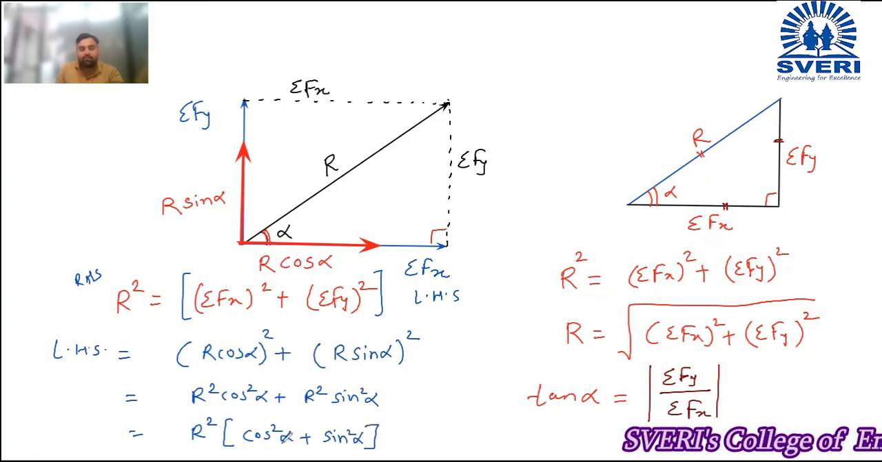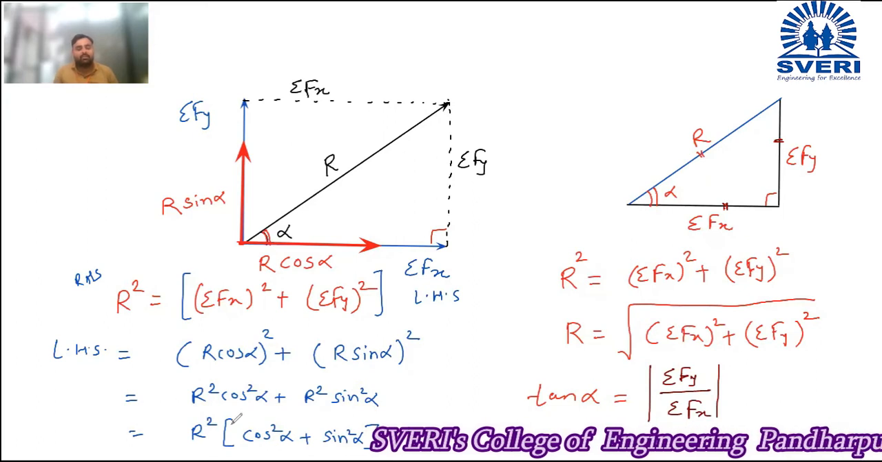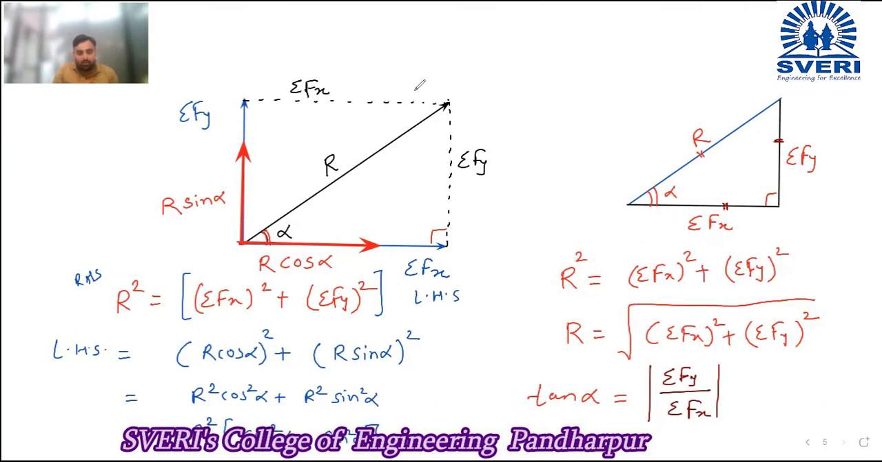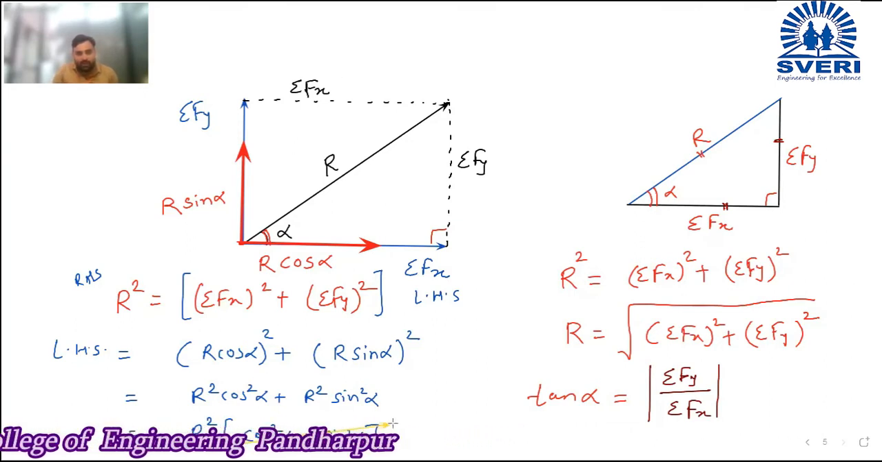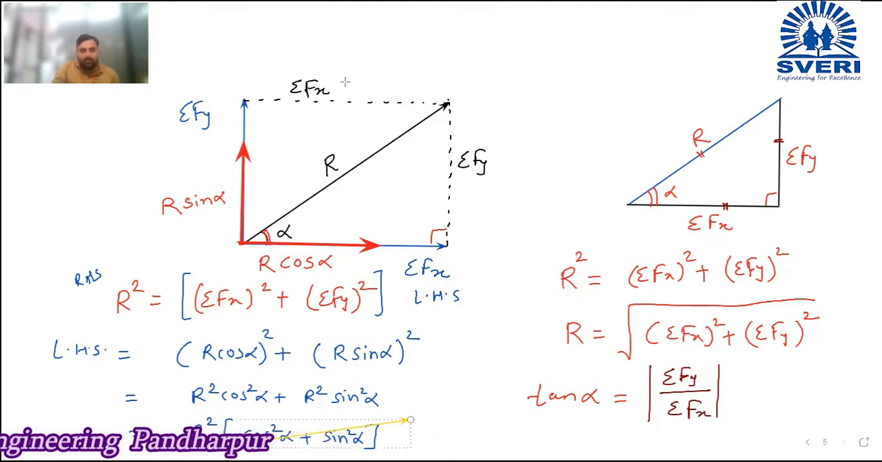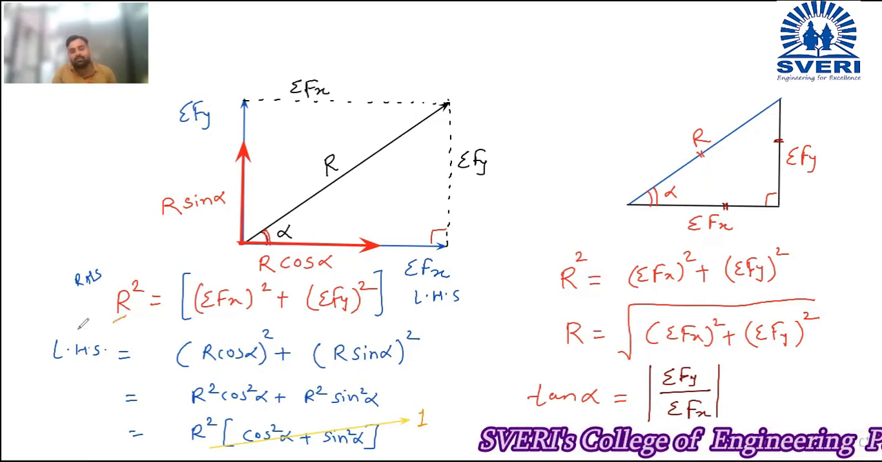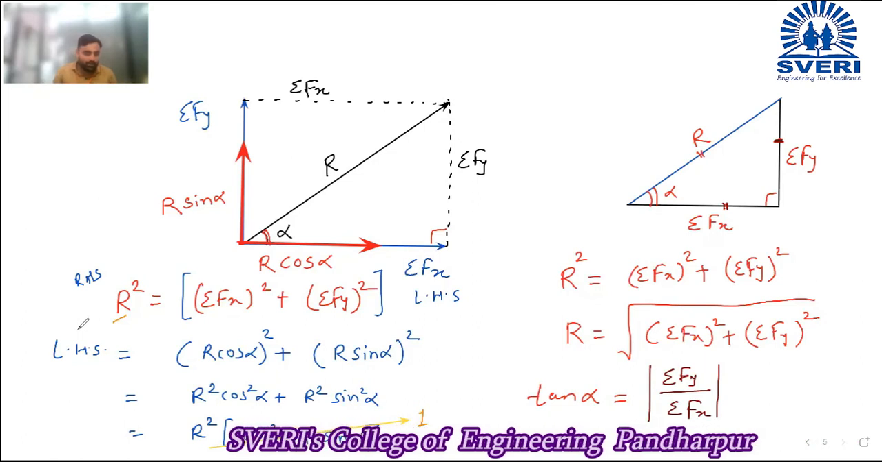So what is the value of cos square alpha plus sin square alpha? 1. So this whole bracket will become 1. The value of this whole bracket is 1. So what did you get? You got r square, right? Okay, so which is equal to your RHS. So your LHS and RHS are equal. Are you getting my point?